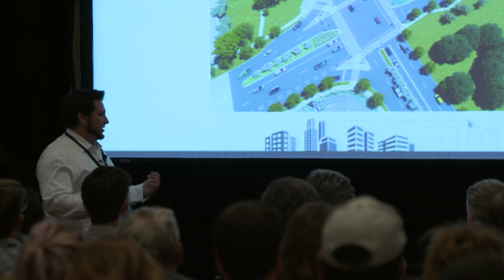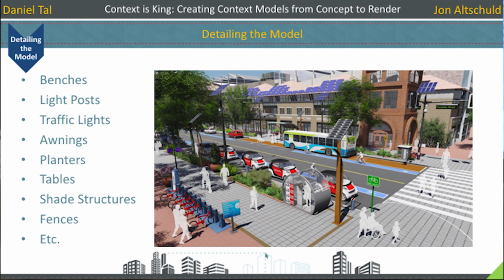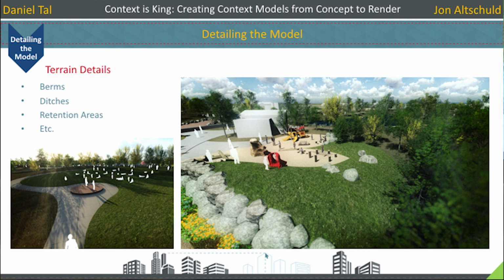So again, adding the details in makes a big difference. Different types of details: use extensions, use the 3D Warehouse. And then the next step is terrain details, which we already talked a little bit about in the terrain modeling. But again, you can really quickly add berms, ditches, retention areas, use the Soap Skin Bubble, use the extensions. It can really make a difference.